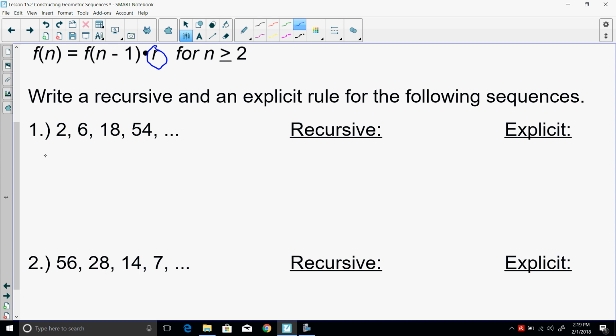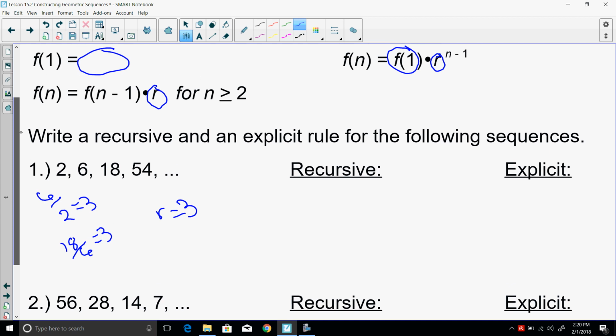I'm told that these are geometric, so I'm going to assume that if I take 6 and divide it by 2, well, I do what I do sometimes, and I gave the answer to the problem that I'm doing. 6 divided by 2 equals 3. And then if I take 18 divided by 6, that's equal to 3. If I take 54 divided by 18, I also get 3. So my common ratio is 3. And now I have everything I need to know to write my sequence.